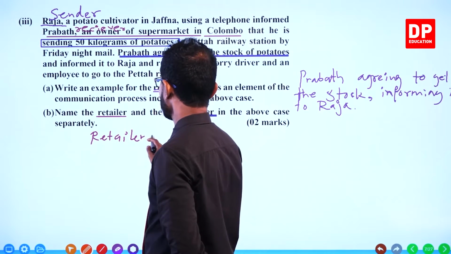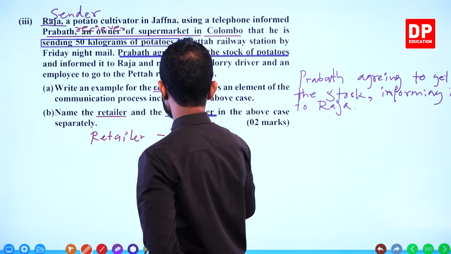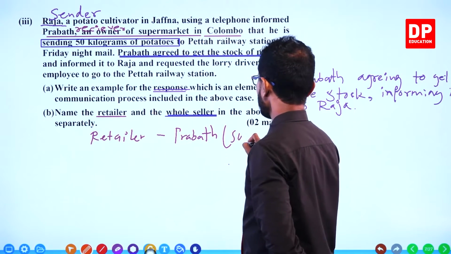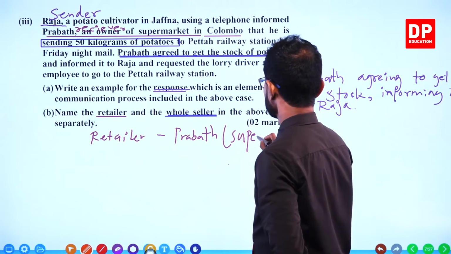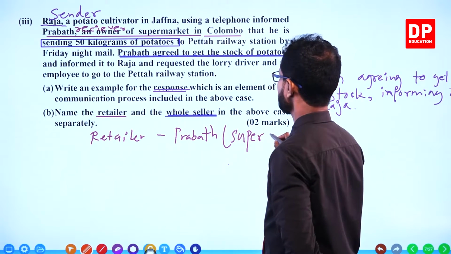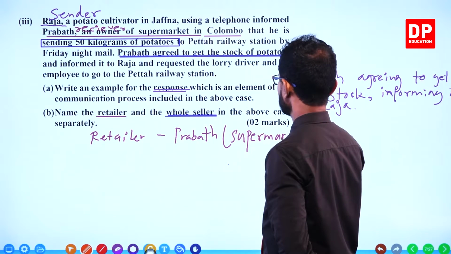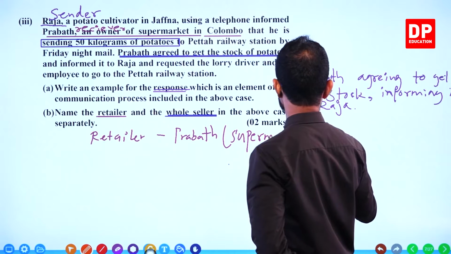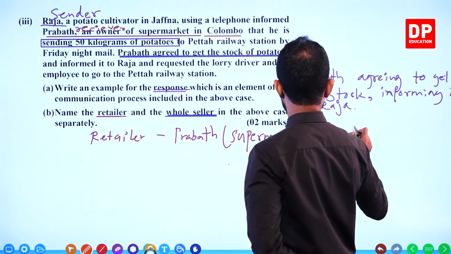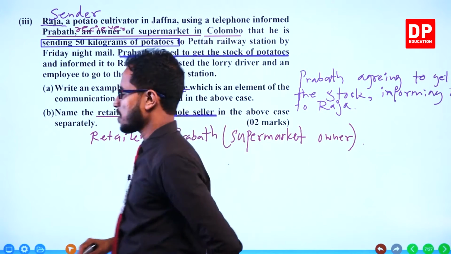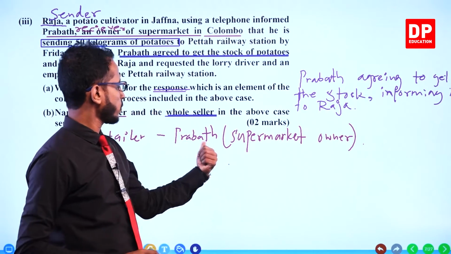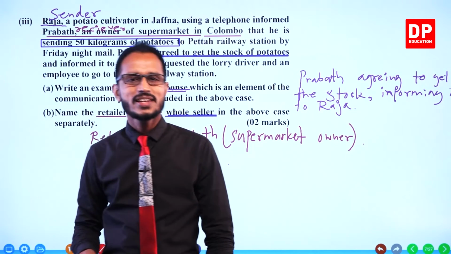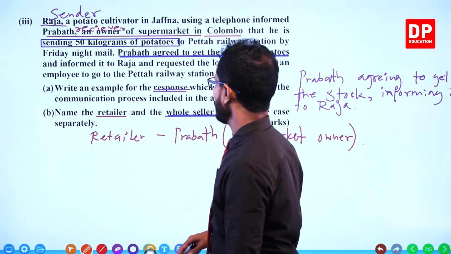Retailer is Prabhat, supermarket owner, because he's a supermarket owner. Supermarkets are large scale retail shops. Who's the wholesaler?